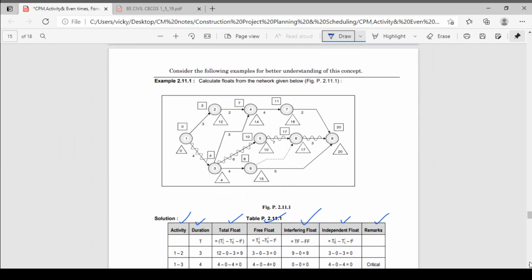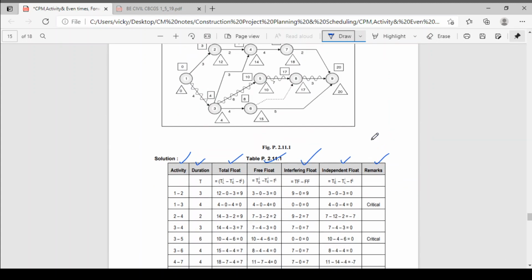To remember this formula, just draw one simple activity. This is activity 1-2. This is the tail event, meaning the I event, and this is the J event. TIJ is nothing but the duration of this activity. This is TEI, the earliest start time for the I event, this is TEJ, the earliest time for the J event, the head. Then this is TLI, and this is TLJ.